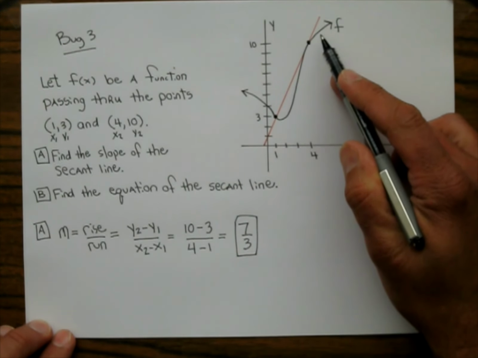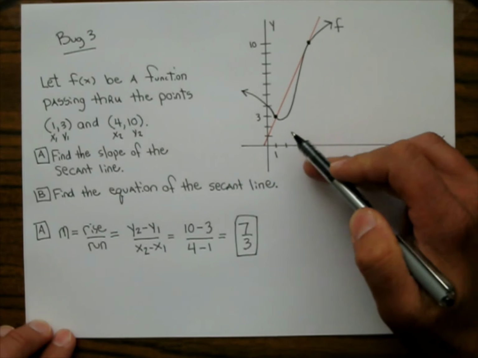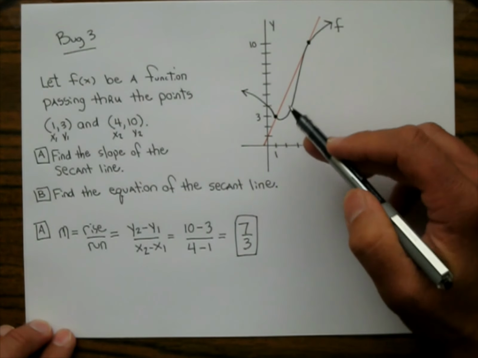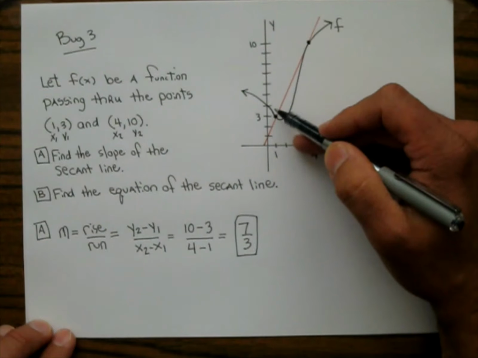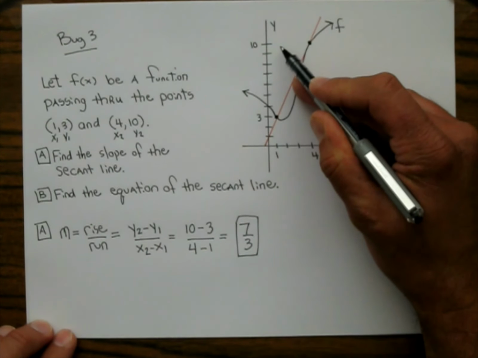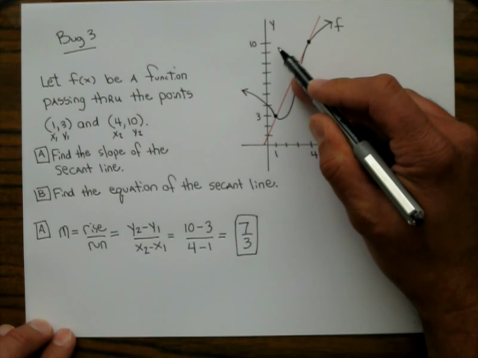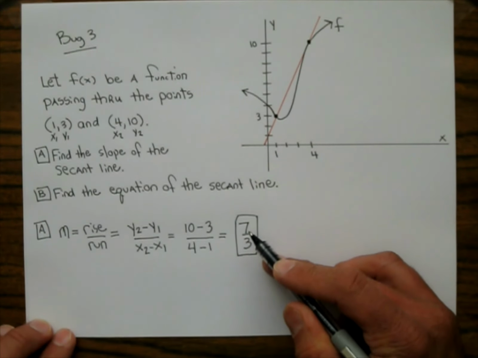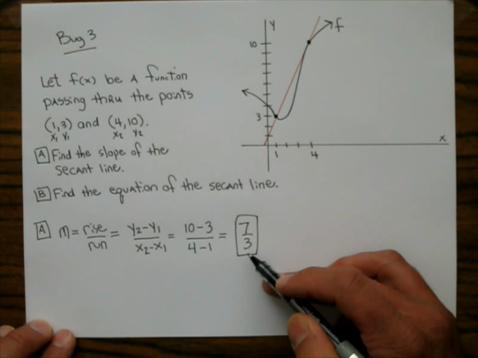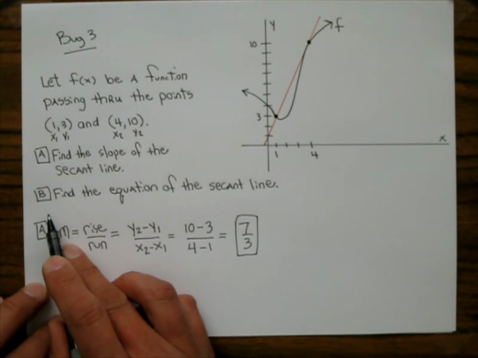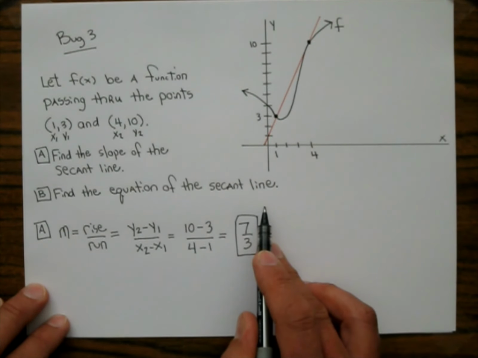Now, another way we could have done it is we could have just done rise over run, and if I had grid paper here, it would have been better, and you could say I'm going up 1, 2, 3, 4, 5, 6, 7, and then running over 3 to the right in the positive direction, 1, 2, 3. That gives me 7/3. Part B, find the equation of the secant line.